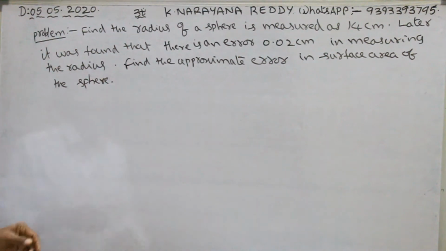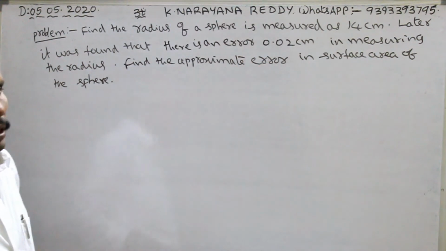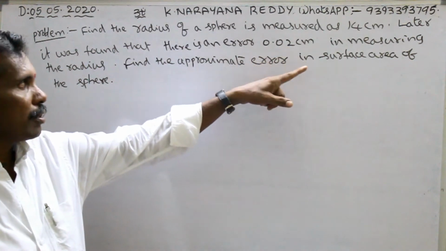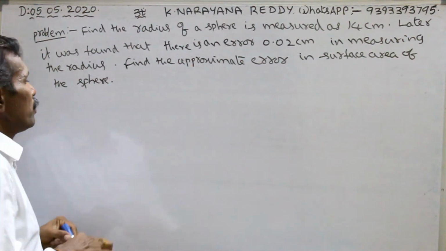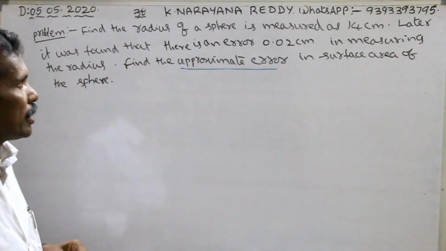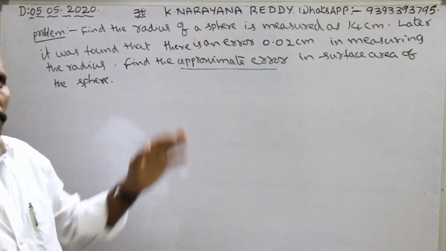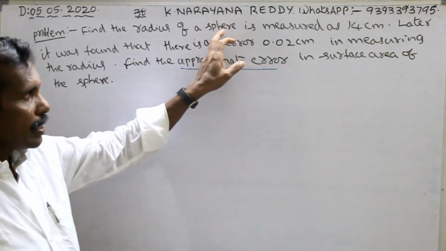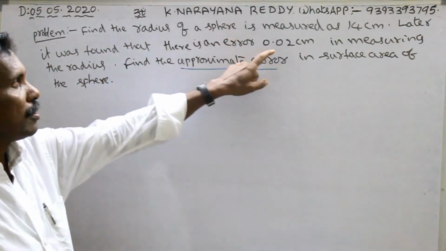See this problem. The radius of a sphere is measured as 14 centimeter. Later, it was found that there is an error of 0.02 centimeter in measuring the radius. Find the approximate error in the surface area of the sphere. What is given? The radius of the sphere is given, and the error is given after some measurement. So what is the error? That is the change in radius of the sphere, the infinitesimal value of R.